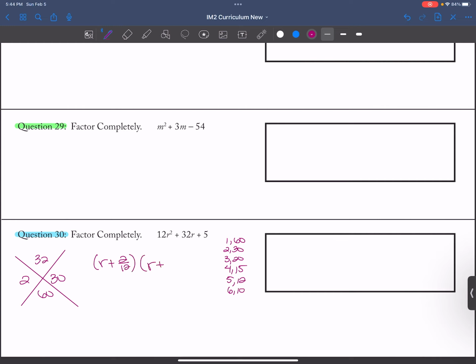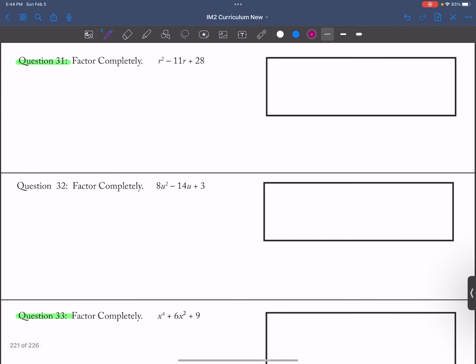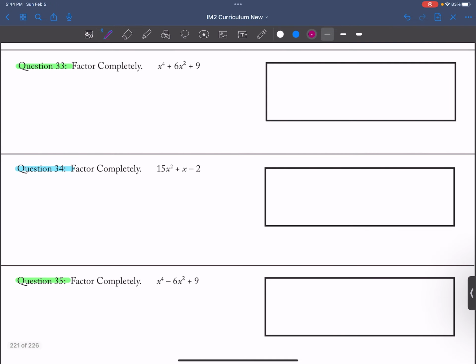That's plus 2 over 12, r plus 30 over 12, and then we reduce, so r plus 1 over 6, and r plus 5 over 2. So then this becomes 6r plus 1, and 2r plus 5, because you bring what's in the bottom to the top. Okay, so 30, no 32, back to 34.